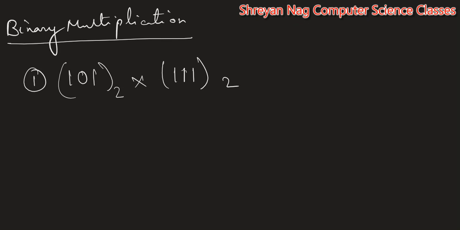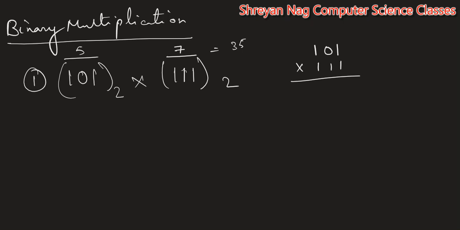Now we will look at binary multiplication. Similar to normal multiplication we do in decimal, binary multiplication is also similar. So here we have a problem, 101 base 2 times 111. So 101 in terms of decimal is 5, and 111 in terms of decimal is 7. So we should be getting 35 in terms of binary. So let us write 101 times 111.